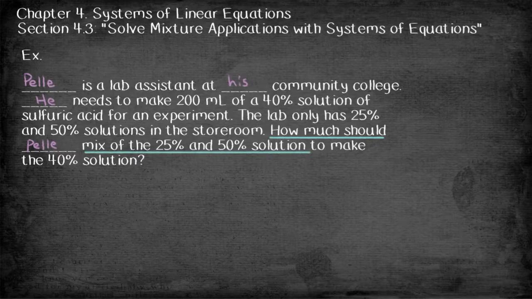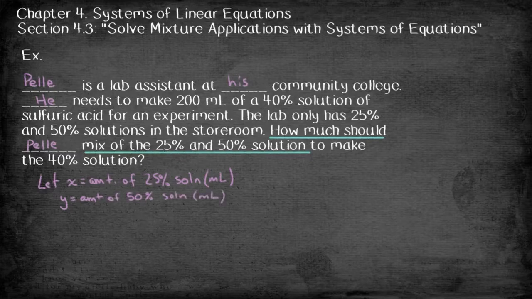Alright, so this problem is asking us what is the amount of each of the solutions, the 25 and the 50, that I have to mix together to get 200 milliliters of the 40% solution. So let's name our variables. So one thing that we know is that together the amounts should add up to 200 milliliters.